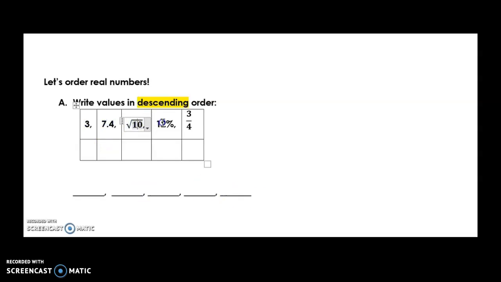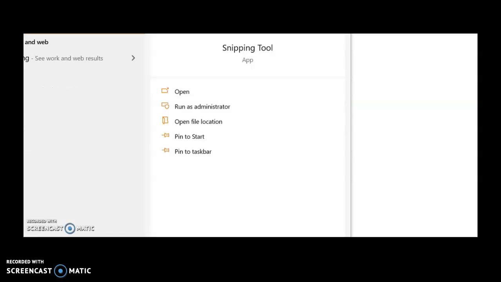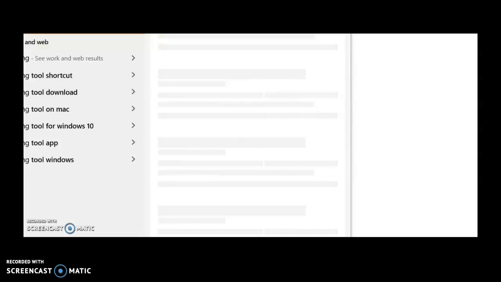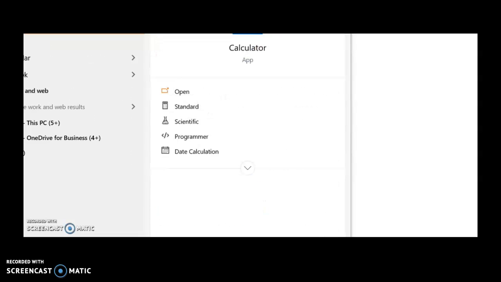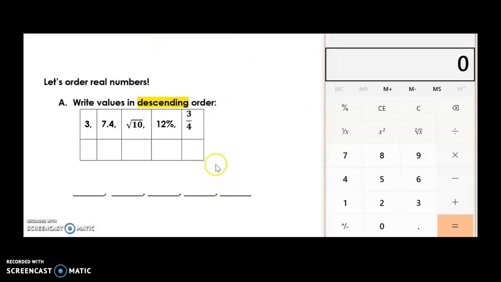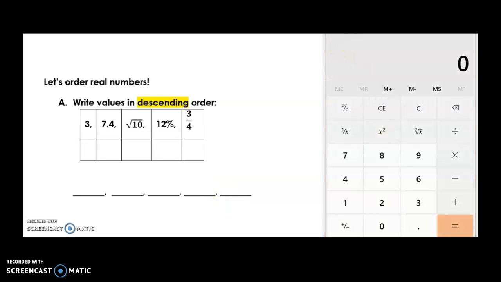So then you're going to go value by value and make conversions as needed to be able to put them in order. So 3, we don't really need to convert. It's already in a number that we know what it is. 7.4, again, just like last lesson, we don't need to convert it if it's a normal number or a decimal value already. The square root of 10. So again, you can use your calculator, or you can use the calculator on the computer here, but square root of 10. So the square root of 10 is 3.16.